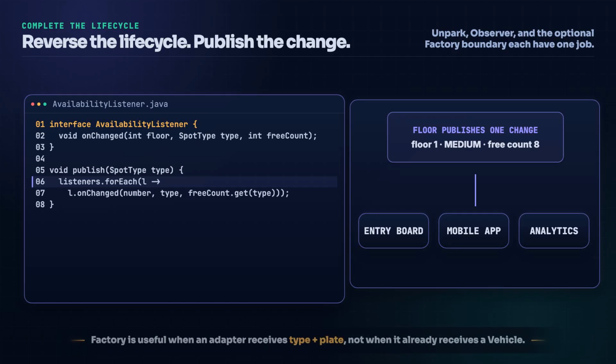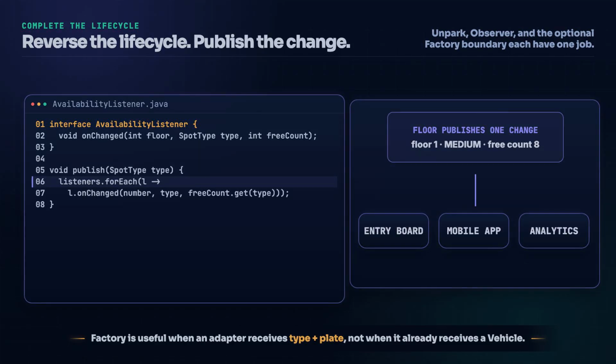Factory has a smaller role. If an entry adapter receives only vehicle type and plate, a vehicle factory can create car, truck, or motorcycle in one place. But if callers already provide a vehicle object, do not add a factory just to mention another pattern.